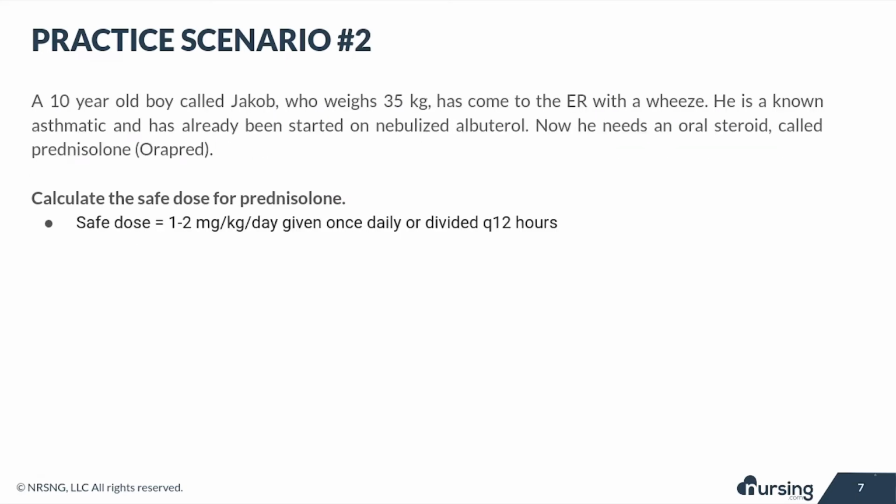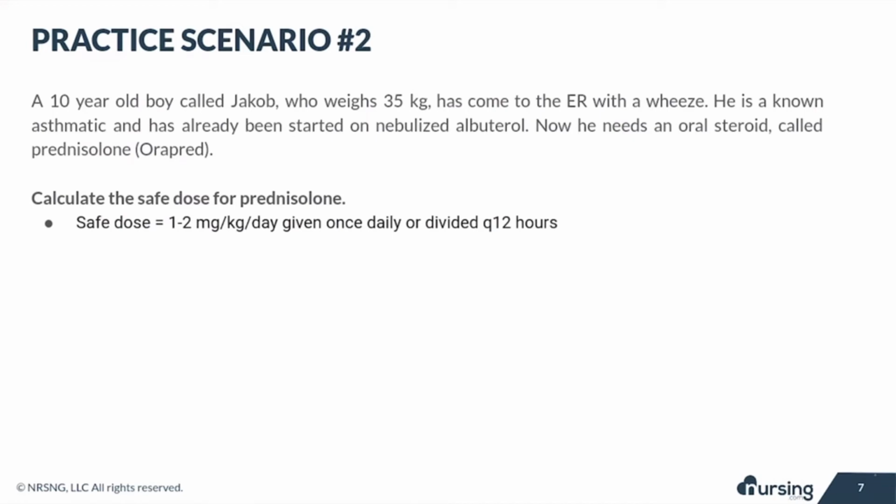Okay, so let's move on to our second scenario. We're going to be looking at a 10-year-old boy called Jacob. He weighs 35 kilograms. So we've already got our weight in kilograms. We don't have to do any conversions there. He's come into the ER with a wheeze. He's a known asthmatic and he's already been started on nebulized albuterol. And now he needs to start an oral steroid that's called prednisolone, or sometimes you may see it called Orapred. So let's calculate how much prednisolone Jacob can have.